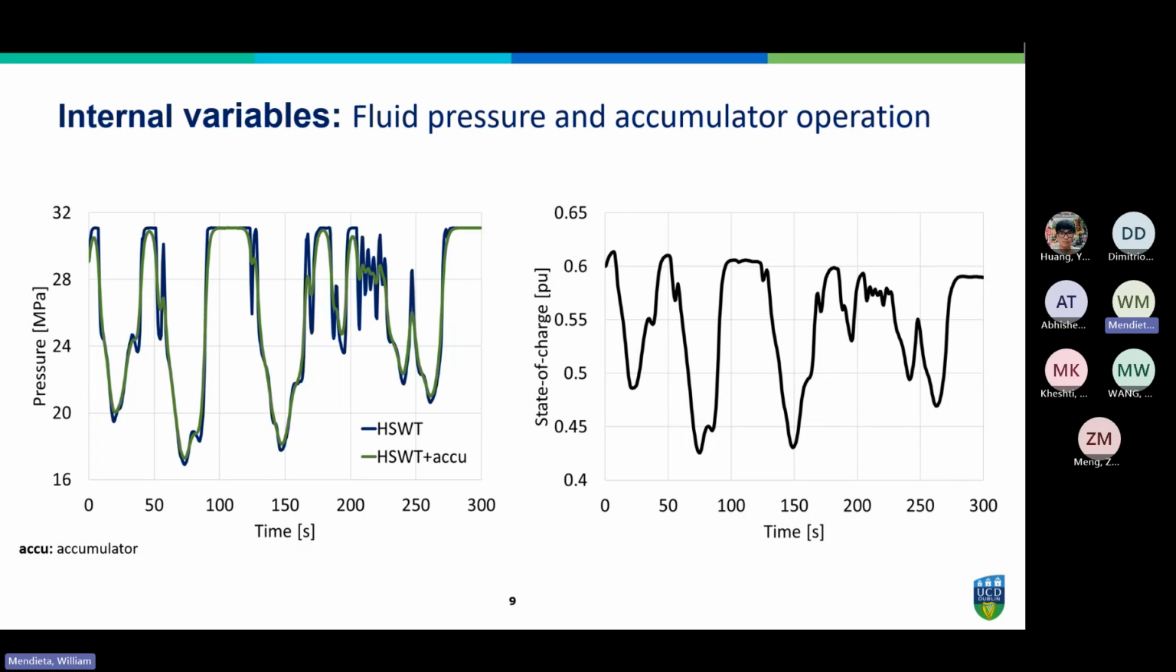The accumulator here is charged and discharged according to the variability of the wind speed. However, the control system prevents the accumulator from reaching its operational limits in order to continuously enable the output power smoothing while keeping the capability to provide a response for frequency disturbances, as we will see in just a moment.